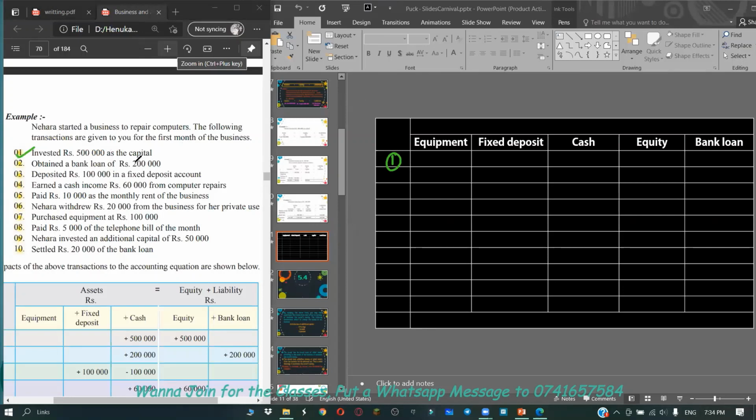Invested 500,000 as the capital. So this is a transaction, right? This is our first transaction. So like I said earlier, and I'm always repeating this, you guys need to remember this. There are two impacts. Definitely there are two impacts, right? For a transaction.